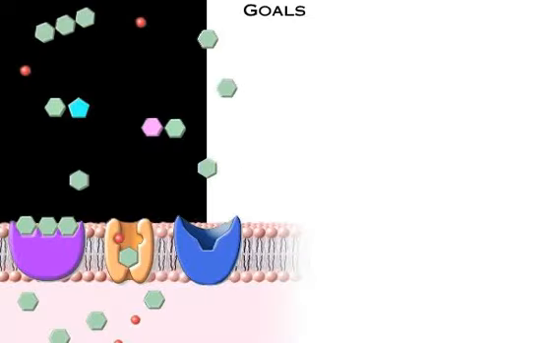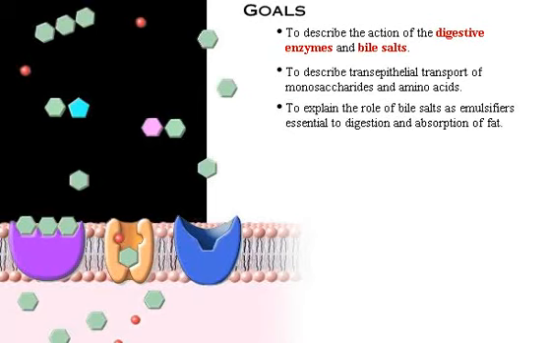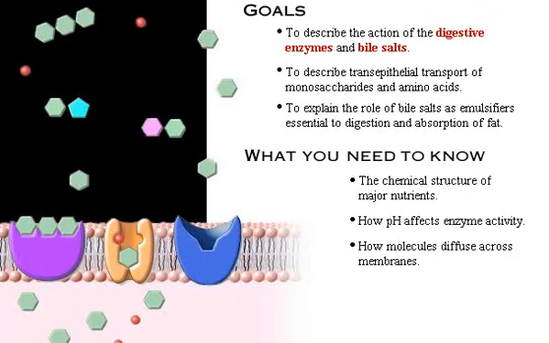Your goals for learning are to describe the action of the digestive enzymes and bile salts, to describe transepithelial transport of monosaccharides and amino acids, to explain the role of bile salts as emulsifiers essential to digestion and absorption of fat. Here's what you need to know: the chemical structure of major nutrients, how pH affects enzyme activity, how molecules diffuse across membranes, how carriers transport molecules across membranes.